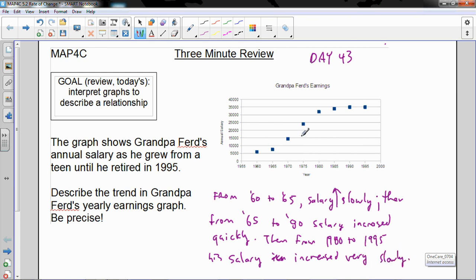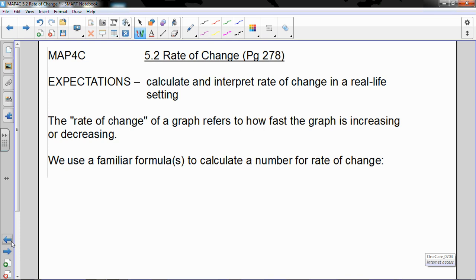And today we're actually going to put numbers on this quickly and slowly business. That is the goal. Rate of change: calculate and interpret rate of change in a real life setting. The rate of change of a graph refers to how fast the graph is increasing or decreasing.